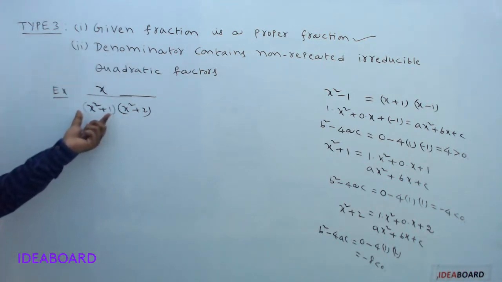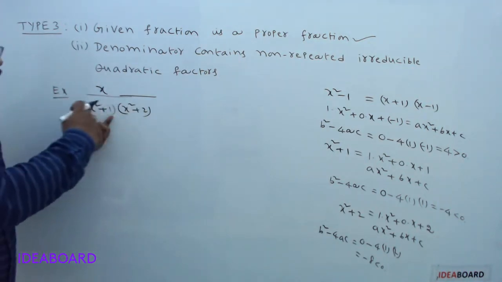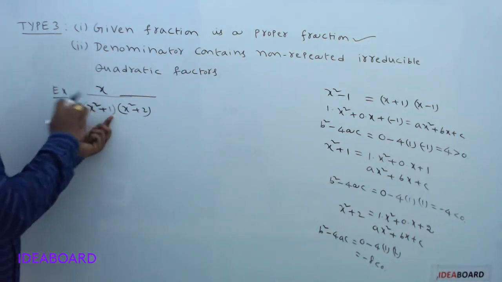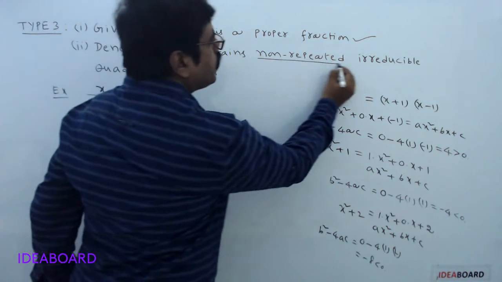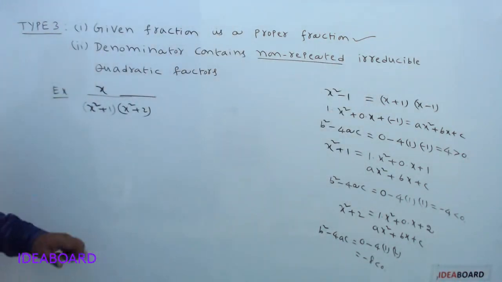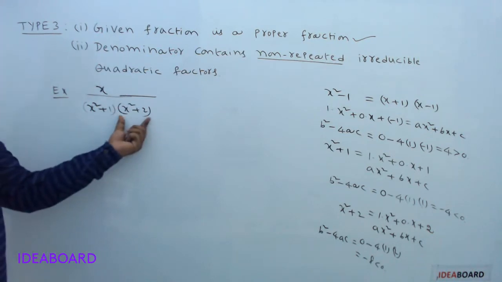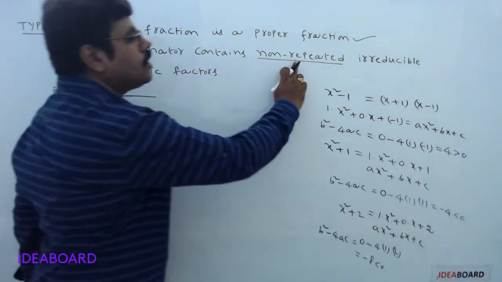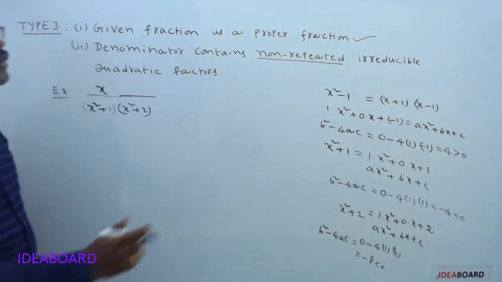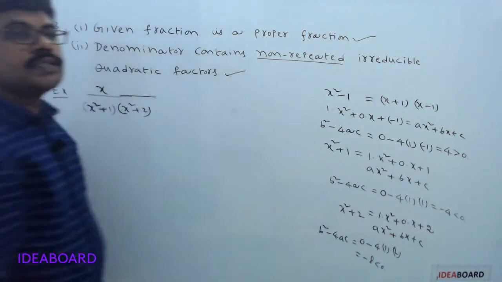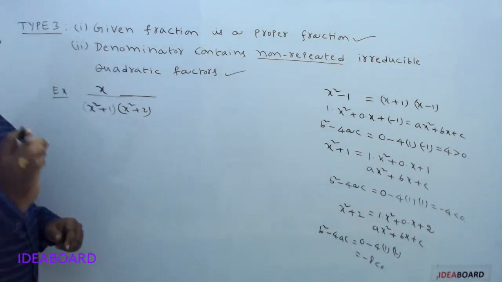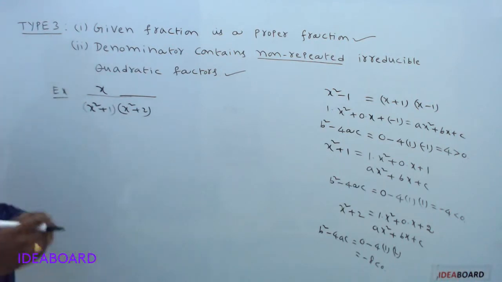Now come to this one. Is it repeated anywhere in the denominator? No. So it is called a non-repeated irreducible quadratic factor. Similarly, x square plus 2 is also a non-repeated irreducible quadratic factor. So condition number 2 is also satisfied, and this rational fraction belongs to type 3.